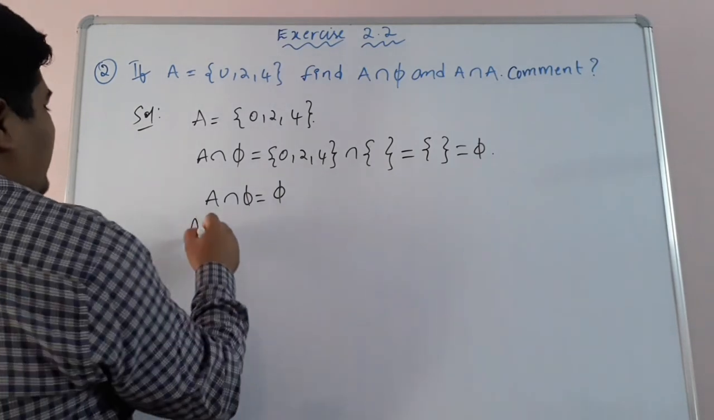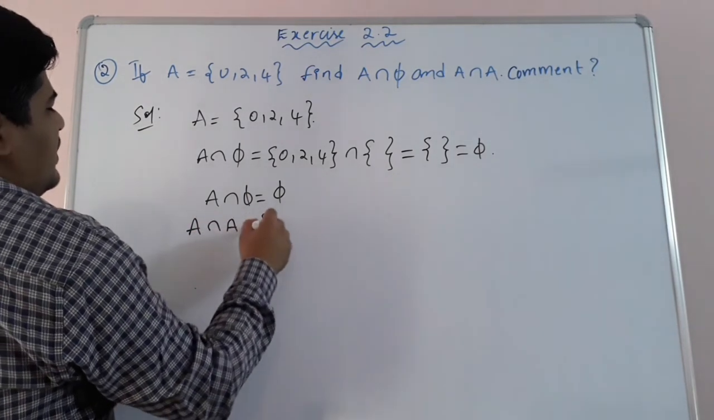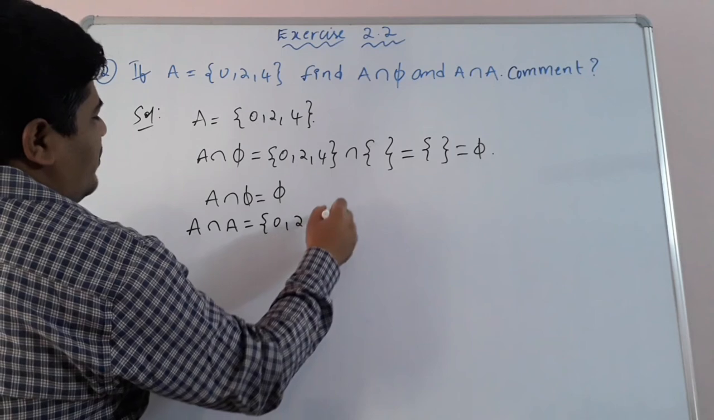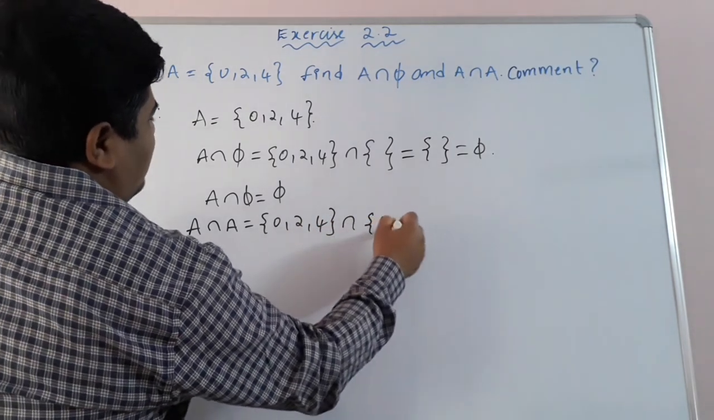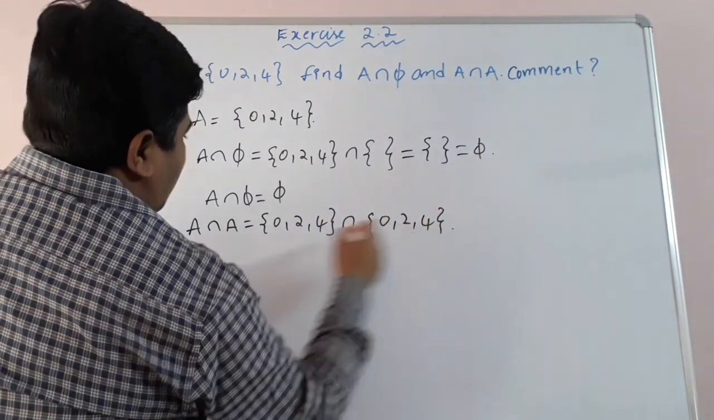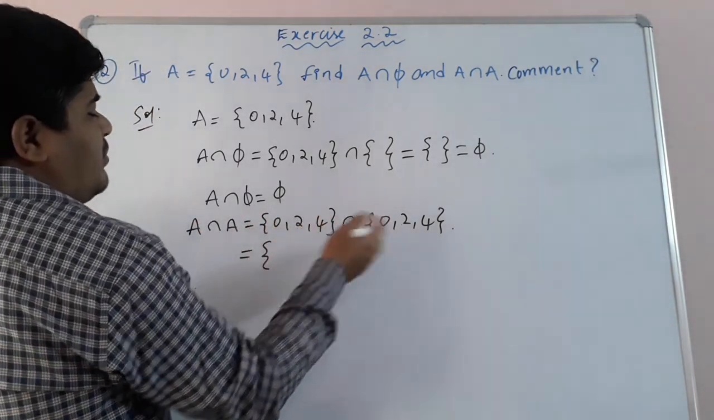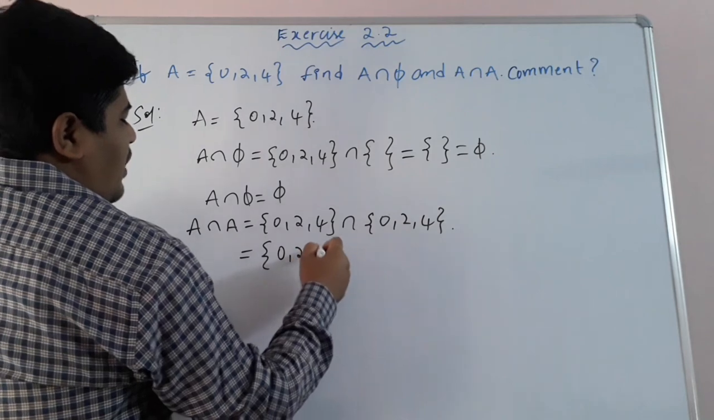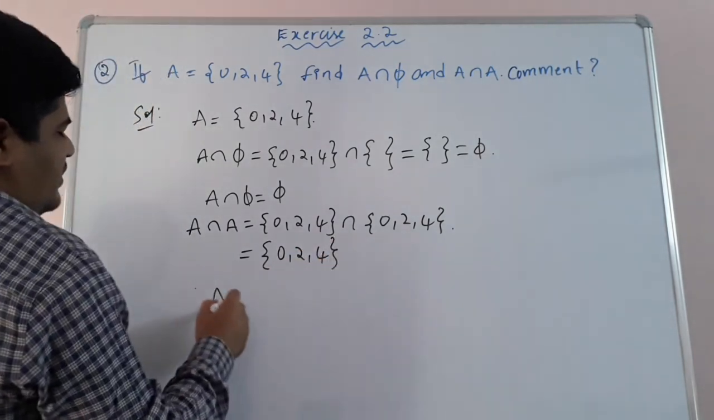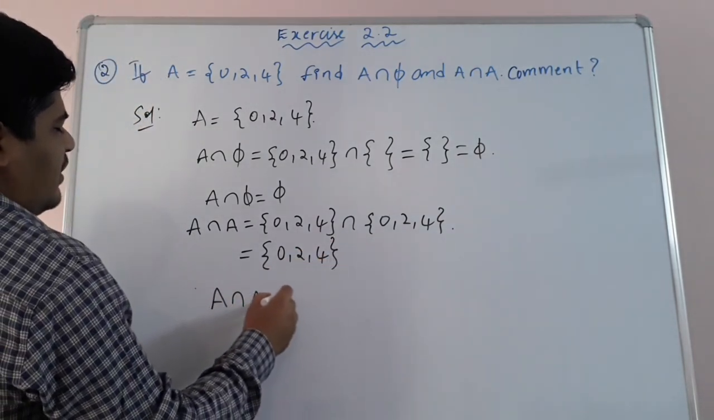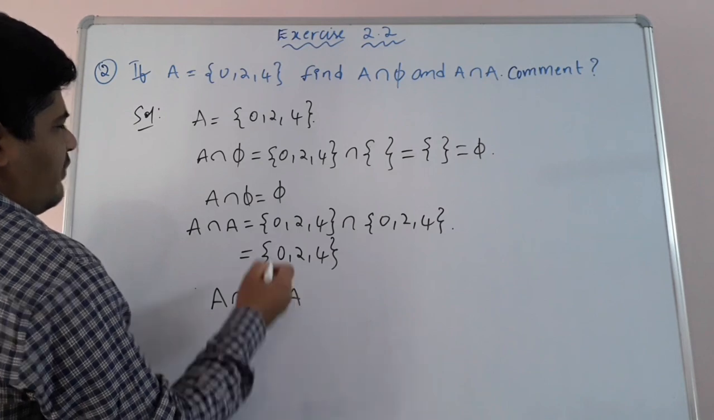Now A intersection A. Children, A is {0, 2, 4} intersection {0, 2, 4}. What are the common elements here? 0, 2, 4. All these three elements are common to the two sets. So {0, 2, 4} only. So what can we comment? A intersection A is equal to A only. So children, this is the way to solve this problem.